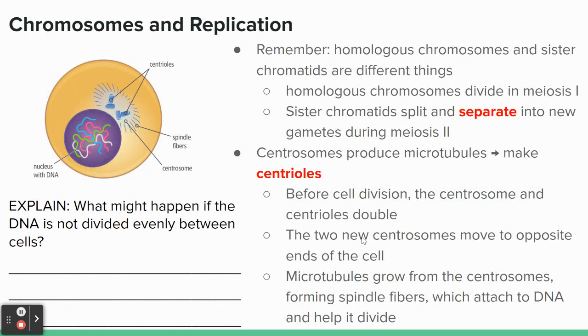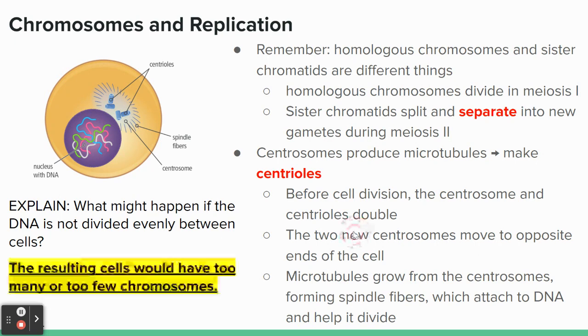Now, what might happen if the DNA is not divided evenly between the cells? The resulting cell would have too many or too few chromosomes. Now remember, homologous chromosomes and sister chromatids are different things. Homologous chromosomes are two pairs, right? They divide in meiosis 1, the first stage. Sister chromatids split and they separate into new gametes during meiosis 2. So sister chromatids are copies of the exact same chromosome, and each one goes to a cell in meiosis 2.